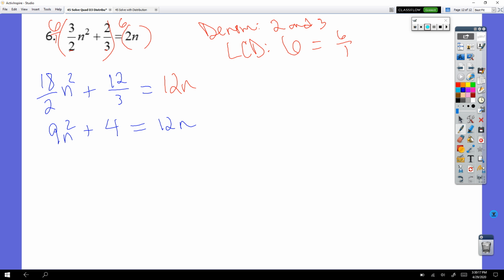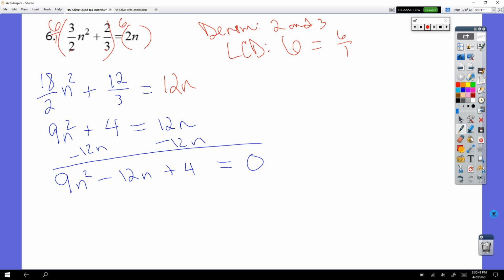And now we've got a problem that's just like what we've done in the last few classes. So my greatest exponent is a 2. Its coefficient is a positive 9, so I need to move the 12n over. So in descending order, I've got 9n squared minus 12n plus 4 equals 0. I've got 3 terms, so I need to do big X. So my a times c, a is 9, c is 4, a times c is 36. 9 times 4 is 36. And I need to add to b. So my value for b is negative 12.